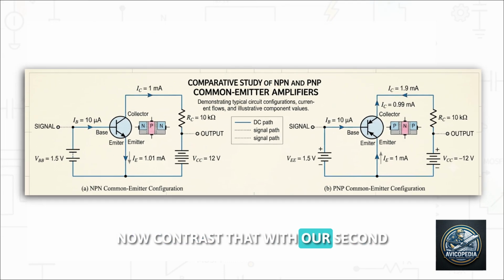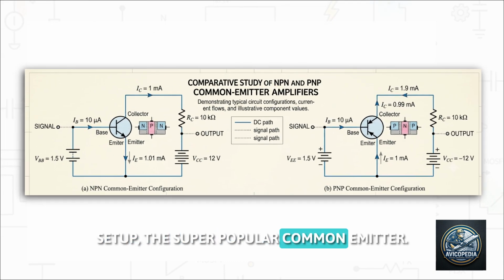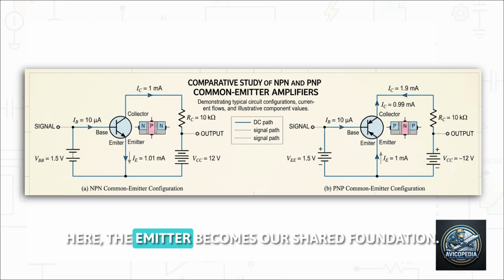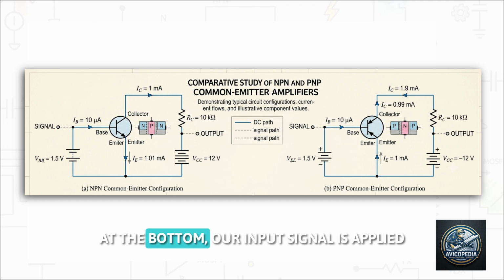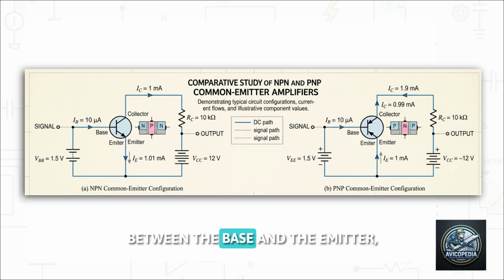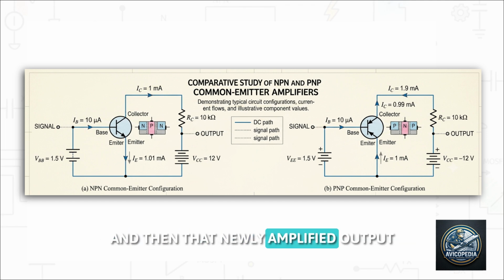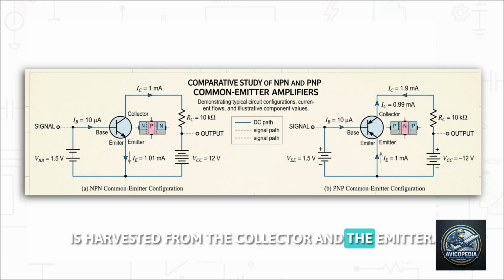Now contrast that with our second setup, the super popular common emitter. Here, the emitter becomes our shared foundation at the bottom. Our input signal is applied between the base and the emitter, and then that newly amplified output is harvested from the collector and the emitter.